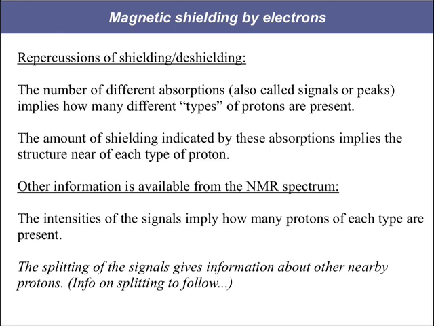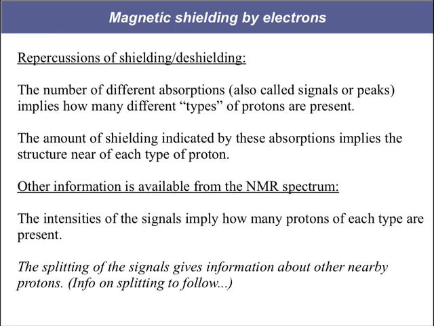Remember when we looked at methanol, there were 2 different types of protons. There were the CH3 protons and there was the OH proton. So methanol would generate 2 different signals, one signal being generated by the shielded protons and one signal being generated by the deshielded proton. The amount of shielding indicated by the absorptions implies the structure near each type of proton. So the frequency at which they absorb tells us how much they are shielded. And therefore we can say, okay, this looks like methyl protons, or this looks like an OH proton, for example.